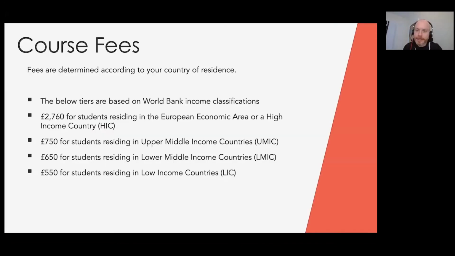Hi Pooja, thanks for that introduction, and welcome to everyone once again who's joining us today. So yeah, it's a very brief little slide from me, which is just to cover the course fees. So we have a 4-tier course fee structure, which is based on the income classification of your country of residence from the World Bank. So fees are determined according to your country of residence. So when you're looking at making your application, there is a downloadable PDF linked in the application form. Or sorry, I think it's actually on the main web page where you can see which of these classifications you would fall into. And so you can see there for high income countries it's £2,760, upper middle income countries 750, lower middle income countries 650, and then 550 for students residing in low income countries. So that's it from me.